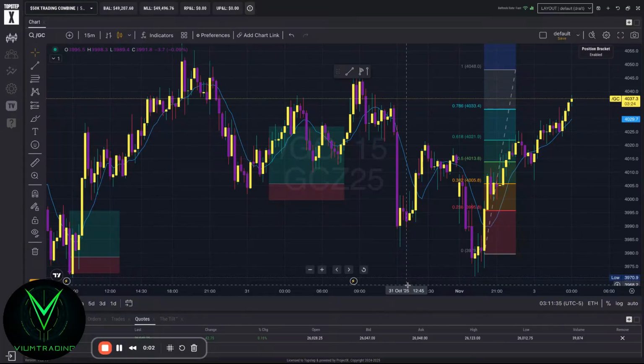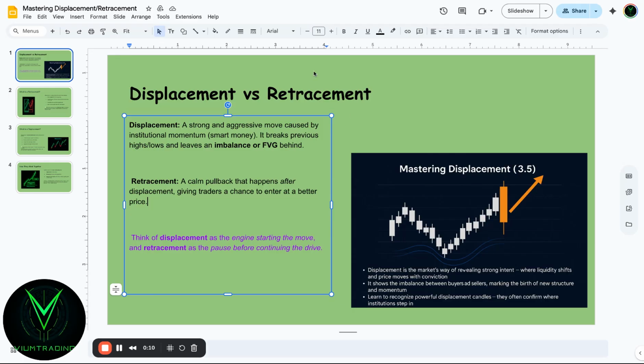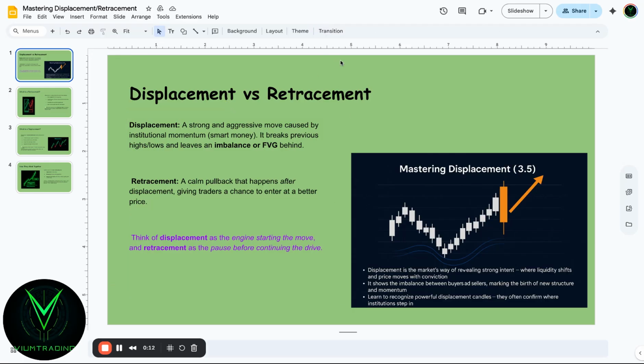Hi guys, in this video we'll talk about displacements and retracements and understand the difference between both of them. It's really important to understand when a displacement is happening and when a retracement is happening.